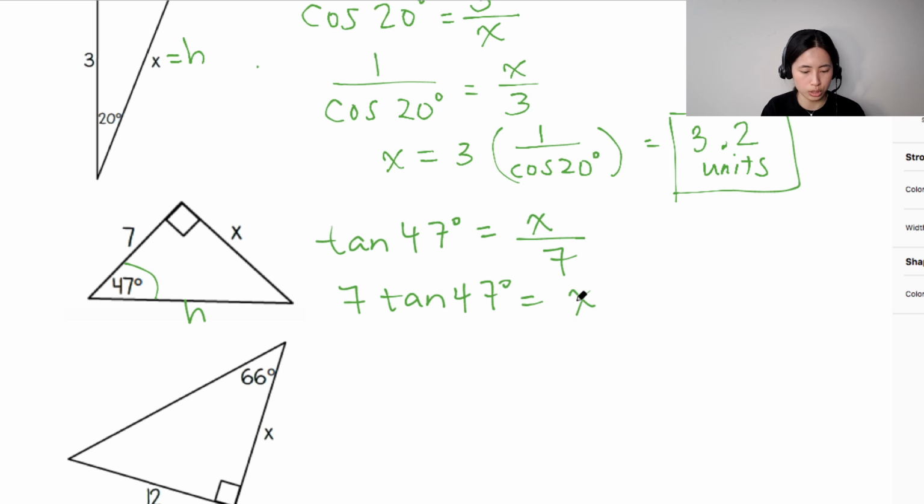So this is equal to 7.5, right? So x is equal to 7.5 units, because they're not saying what the units are.